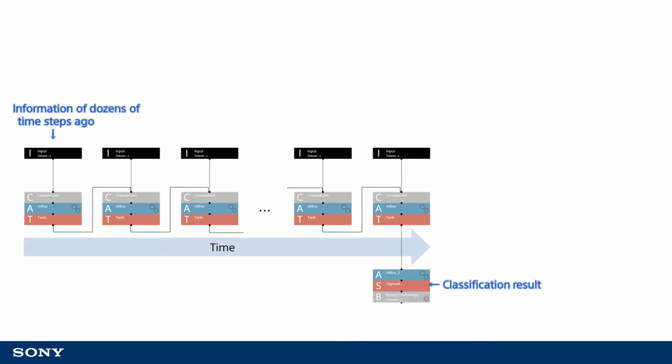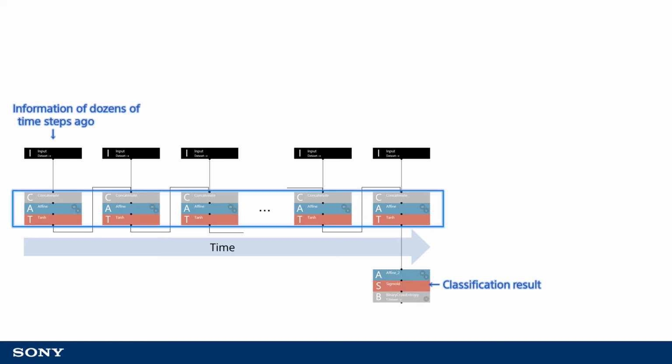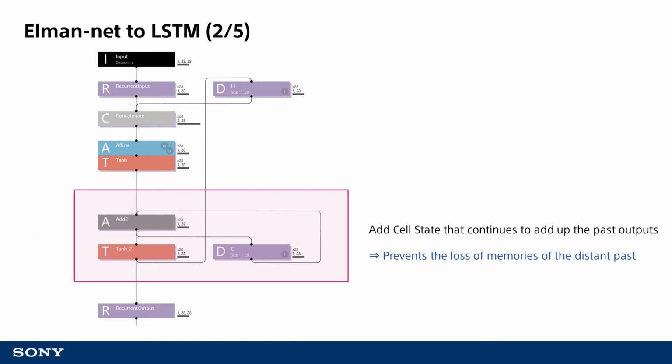For example, if information dozens of time steps ago has a significant impact on the results, deploying it in feed-forward neural networks requires that the results be retained even after dozens of layers of processing. However, in Elman-net, this information is rewritten every time affine and tanh are processed, which makes it very difficult to retain long-term memory. Therefore, we add a mechanism called cell state to store long-term memory.